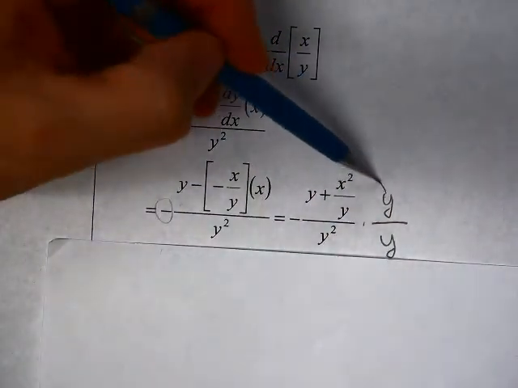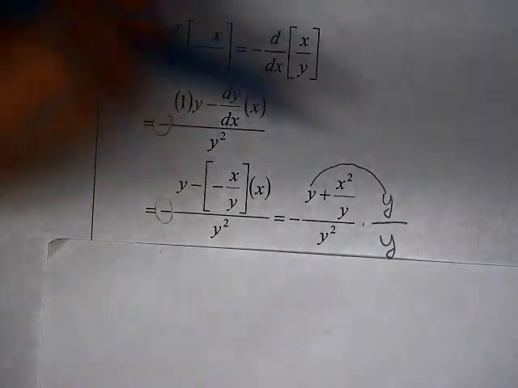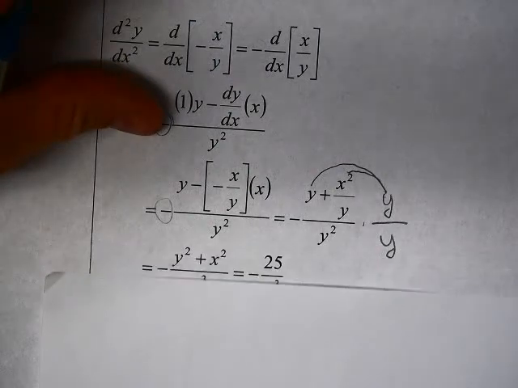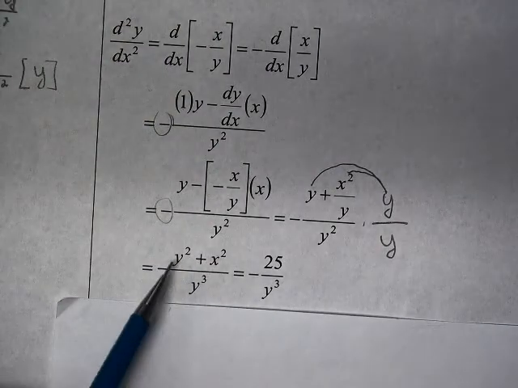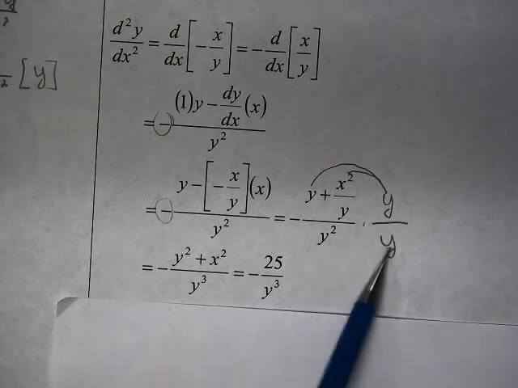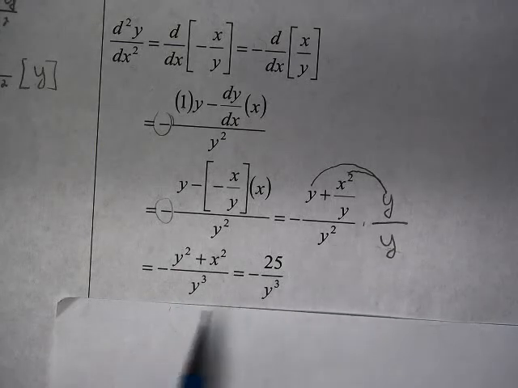Now when I distribute the y here, I get a y squared. When I distribute it here, I'm going to cancel this y out, and I just end up with y squared plus x squared. In the denominator, that y multiplies by the y squared that was already there, and I have y cubed.